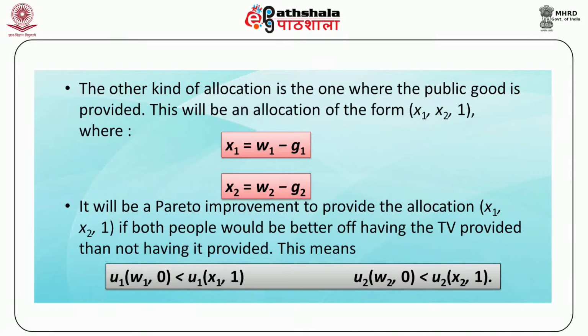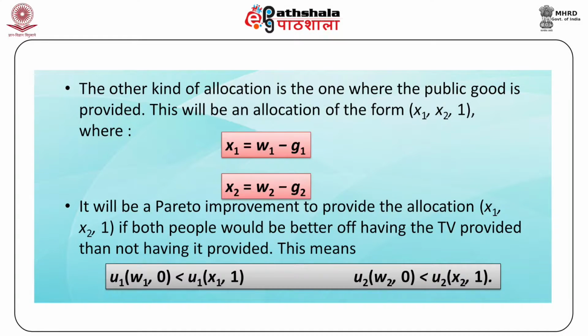These two equations imply that each individual's private consumption is determined by the wealth that he has left over after making his contribution to the public good. Under what conditions should the TV be provided? That is, when is there a payment scheme (G1, G2) such that people will be better off having the TV and paying their share than not having the TV? In other words, when will it be a Pareto improvement to provide the TV?